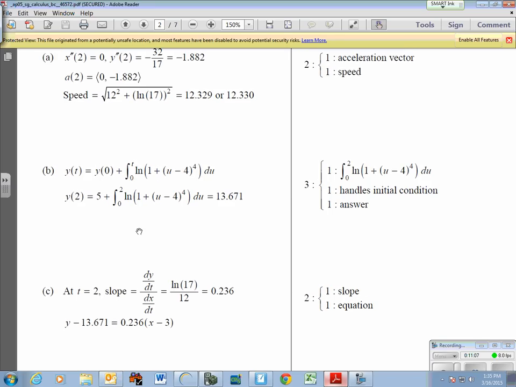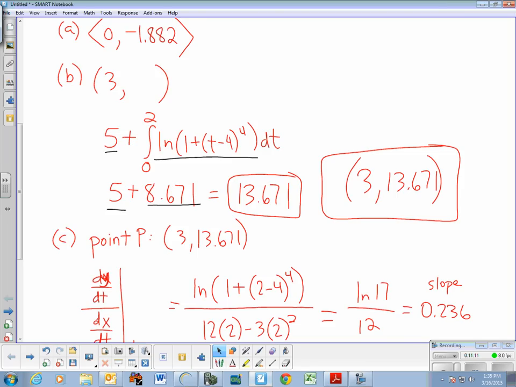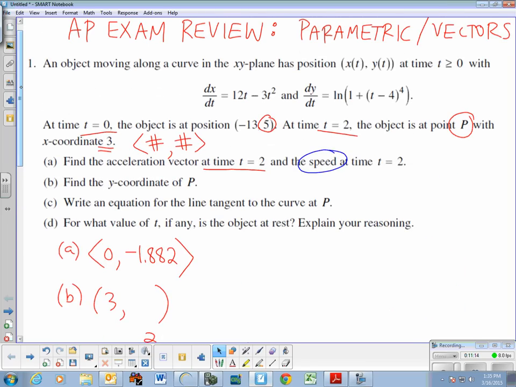Back to the speed. A very common question is to ask you for the speed given these two parts of the velocity. So you have to understand the difference between speed and velocity. If you have the velocity x and velocity y given separately, the speed is the square root of the two velocities squared.